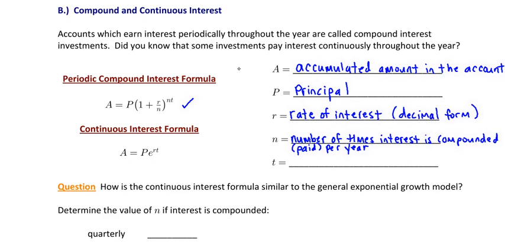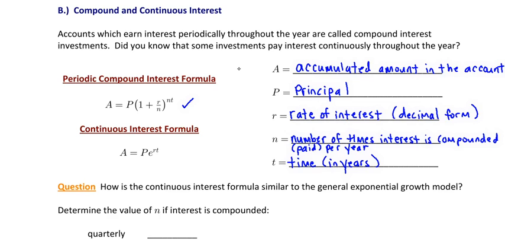And then finally, T is going to be time, and this is always measured in years. So if you're looking at a 3-year investment, T would be 3. If you're looking at a 6-month investment, T would be 1/2 or half of a year. So that's the compound interest formula.